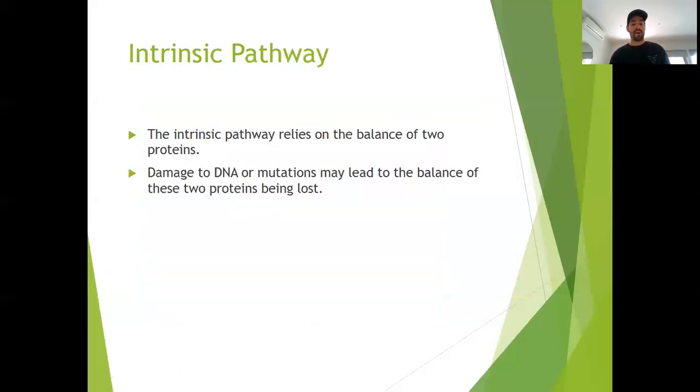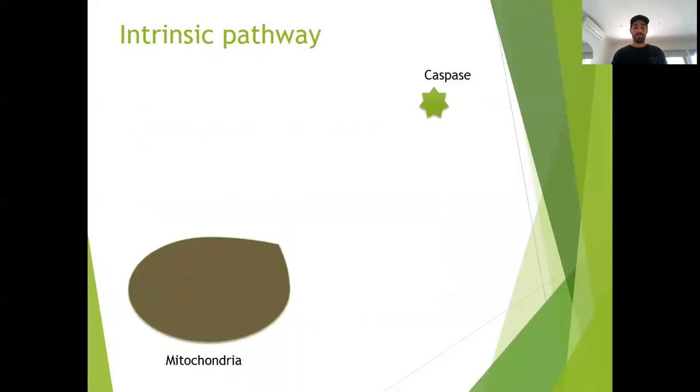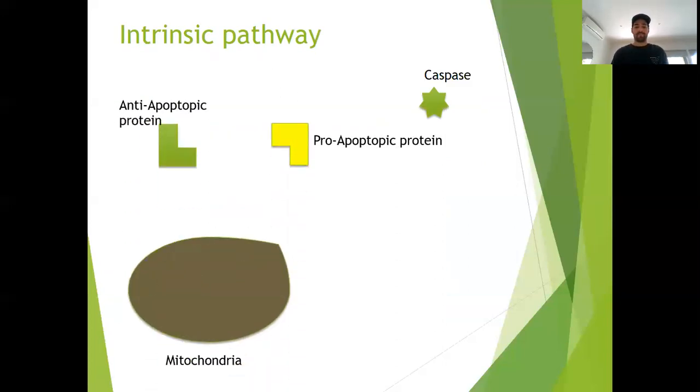The second pathway is the intrinsic pathway. And this one's a little bit more tricky. It relies on having two proteins in balance. We need to have the same amount of protein 1 and protein 2. Well, normally there's a balance, but if there is damage or some problem with the DNA, that balance is lost. And I'll explain it with this diagram.